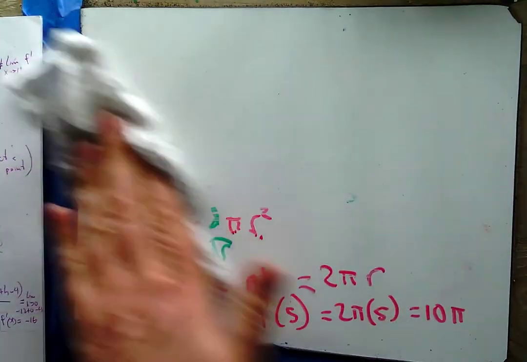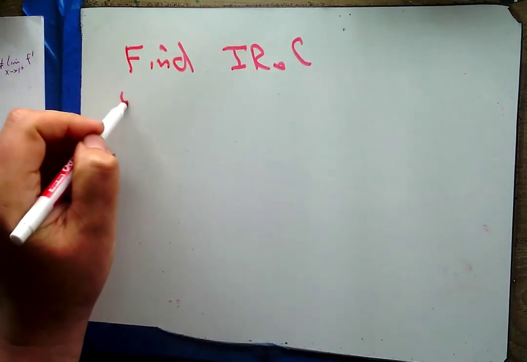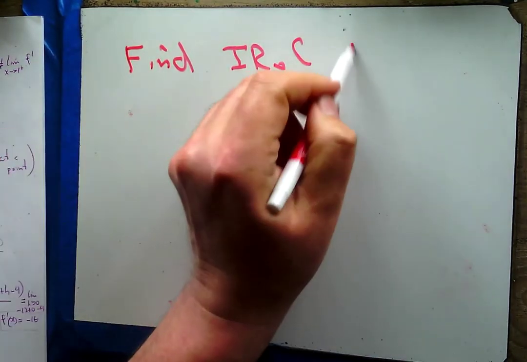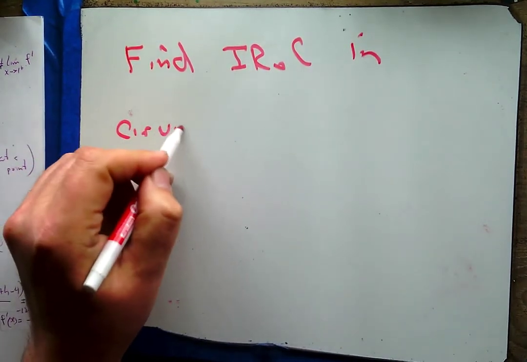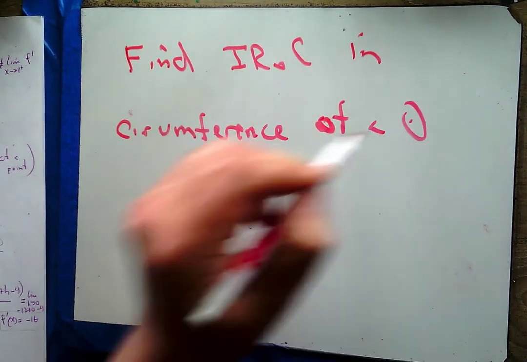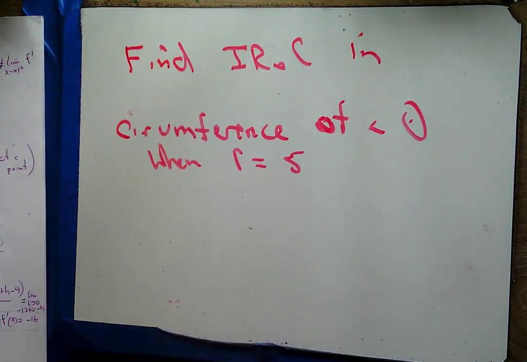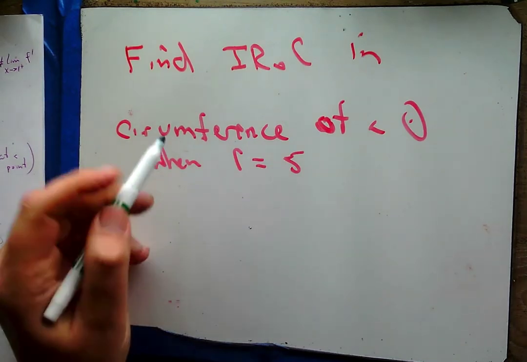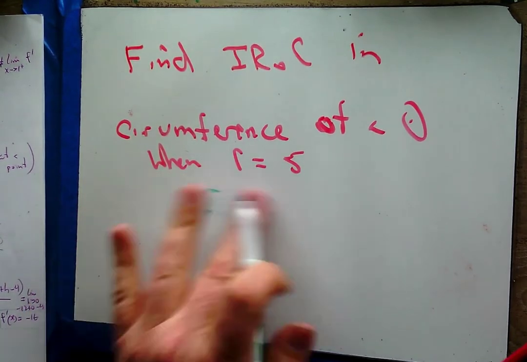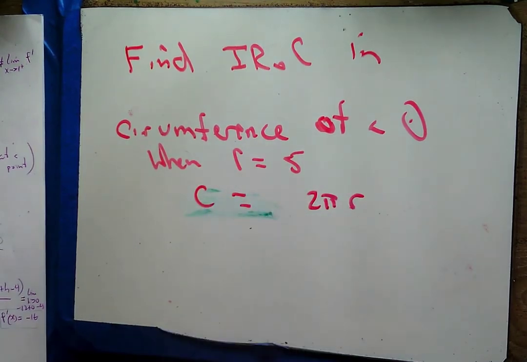All right, so what about find the instantaneous rate of change in circumference of a circle when r equals 5. Okay, so what's the formula for circumference of a circle? We know that the circumference of a circle, C, equals 2 pi r. And what is it that we're looking for?